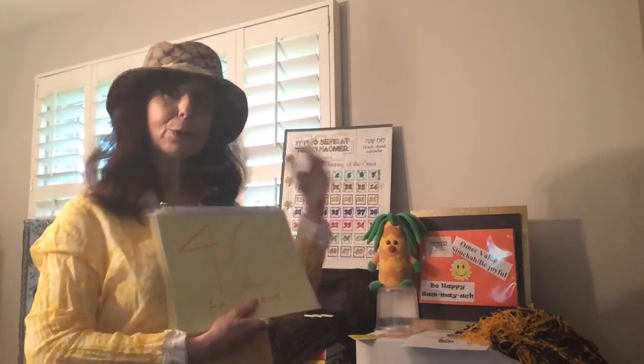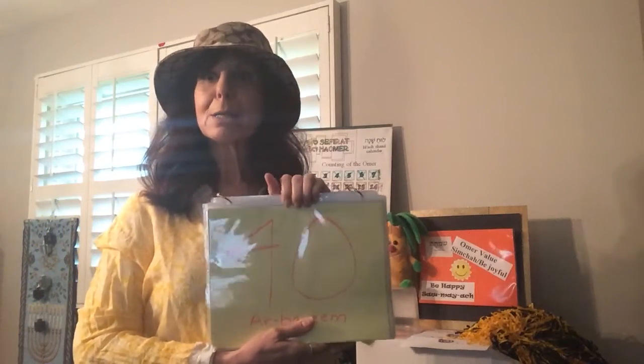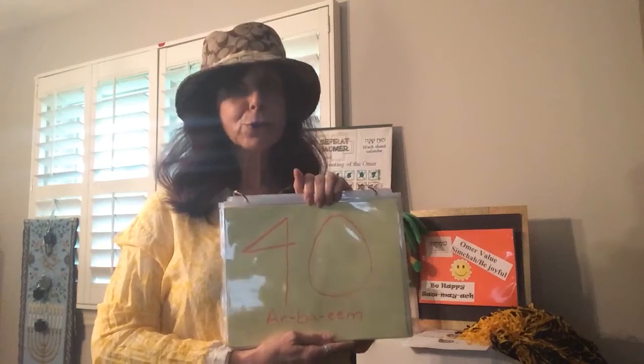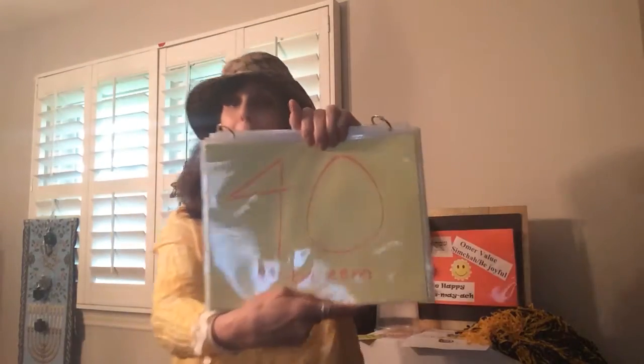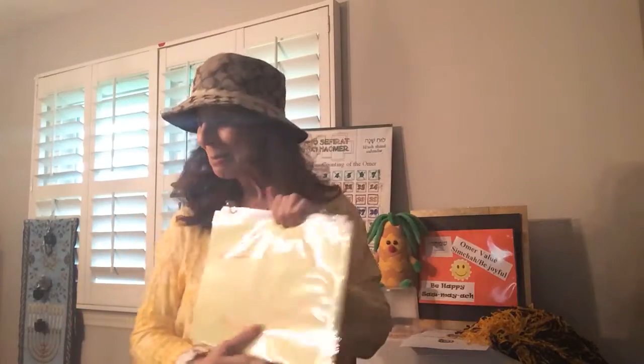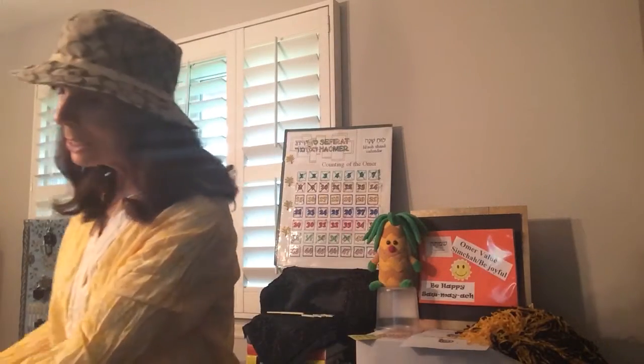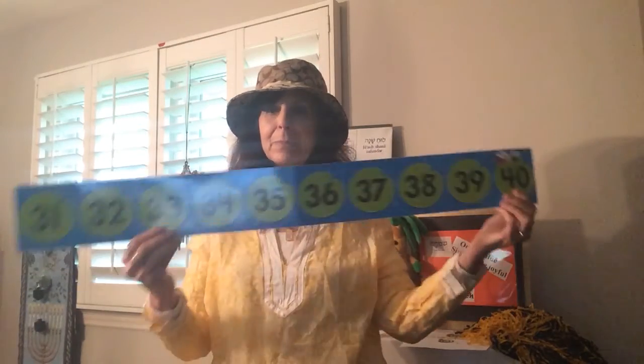Which is what our mitzvot are about. Using your brain to make good choices. Better choices for you, right? And for everybody else. Arba'im, 40. Let's see where 40 is on our sheet here.